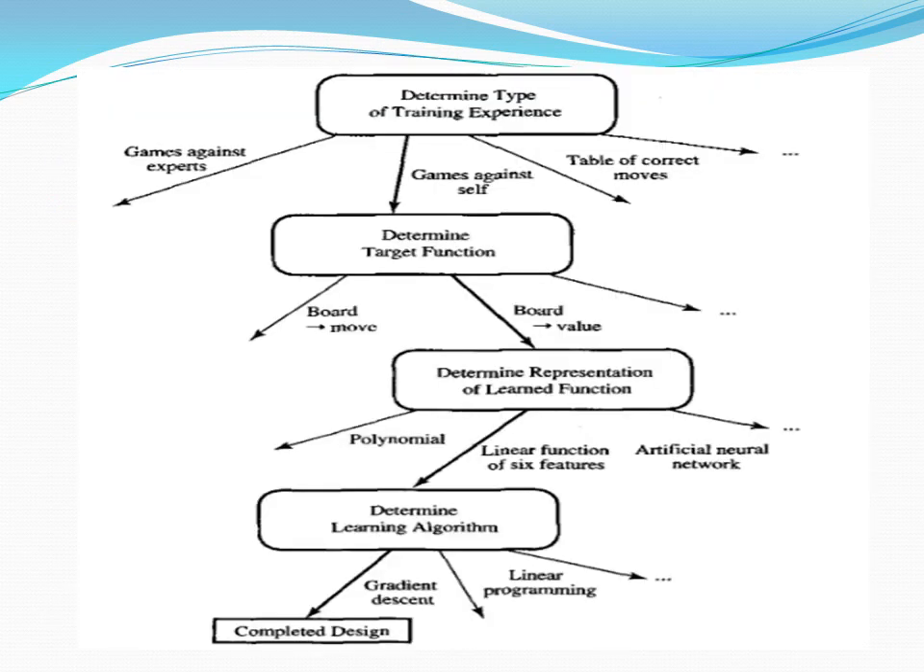Here is the summary of choices in designing the checkers learning program. First, we have to determine the type of training experience by considering all three attributes. Next, we have to determine the target function by considering real values of board states. Next, we have to identify representation of the learned function by using function approximation. Finally, we have to design the learning algorithm.